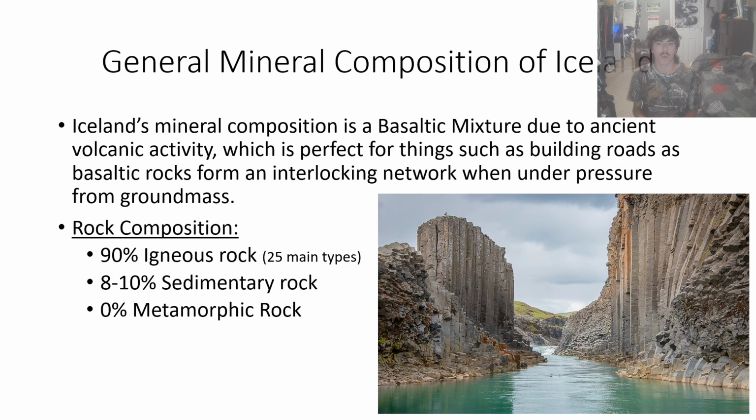So now that we know where Iceland is located, let's get a feel of what makes up Iceland. What's it made out of? What makes it so special? What's its composition? Iceland is made up of about 90% igneous rock, of which there are about 25 main types that you would find on the island. Definitely some more, but these are the main types that you're going to pretty much be finding anywhere you go on the island. Then there's about 10% sedimentary rock and 0% metamorphic, which is a little interesting.